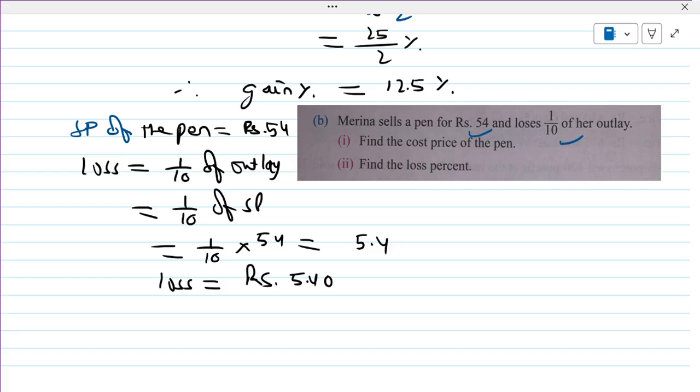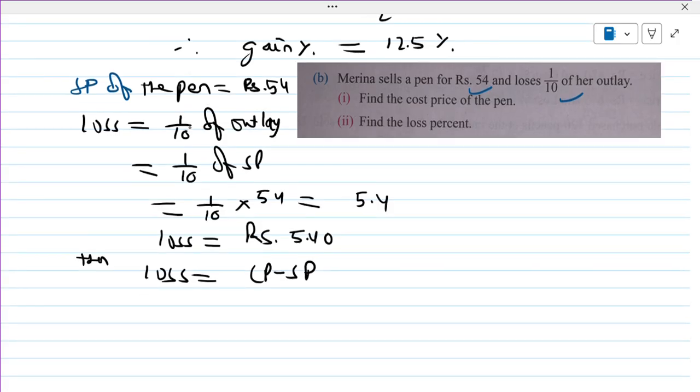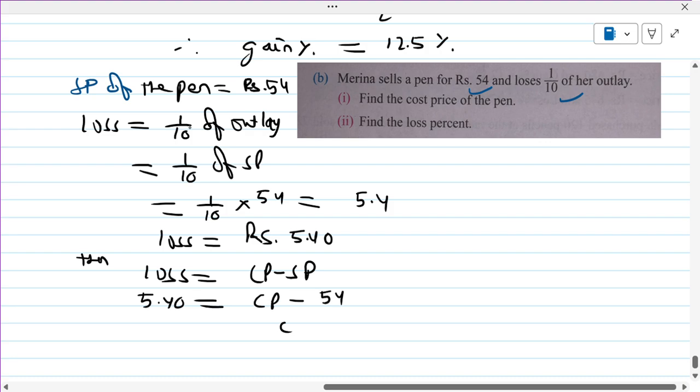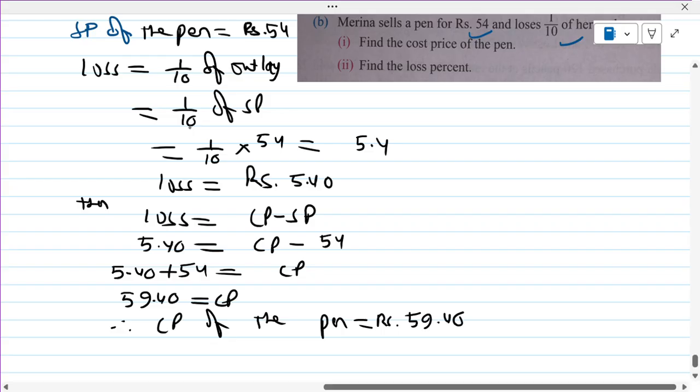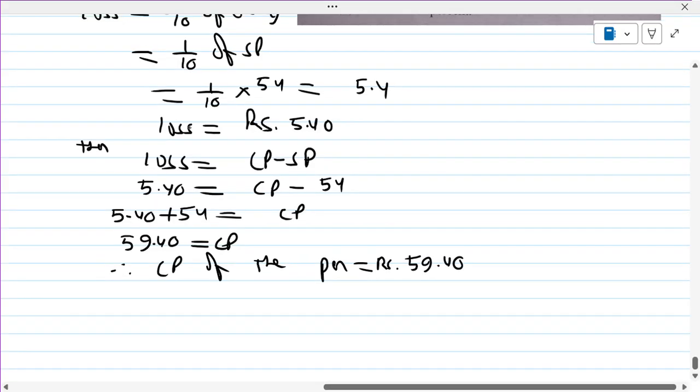So let's go for finding CP by using the formula of loss. Loss equals CP minus SP. So loss is rupees 5.40, CP you need to find, selling price 54 we are already given. So 5.40 plus 54: 54 and 5 we add to get 59, and 0.40 same. So CP of the pen is equal to rupees 59.40. And once we find the CP of the pen, we can go for finding the loss percentage.